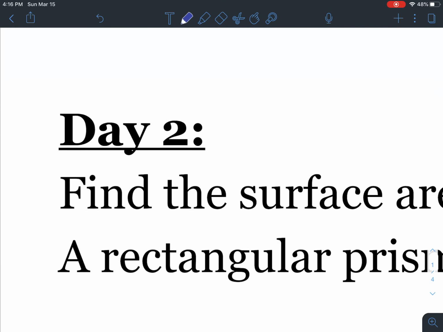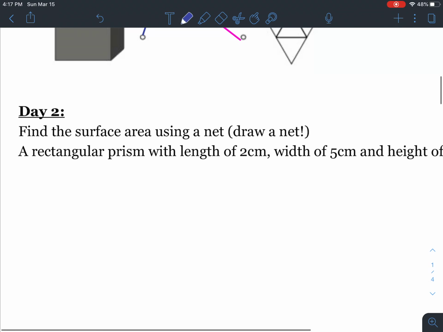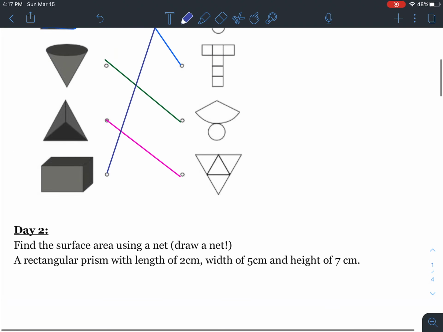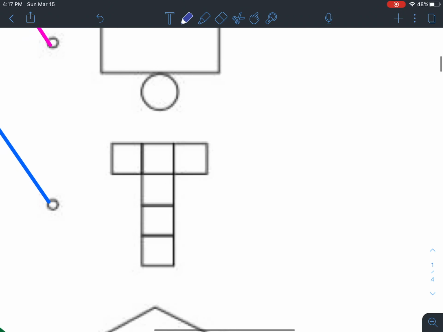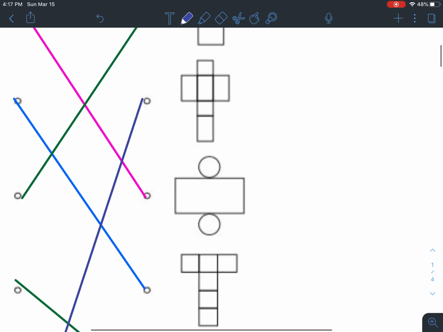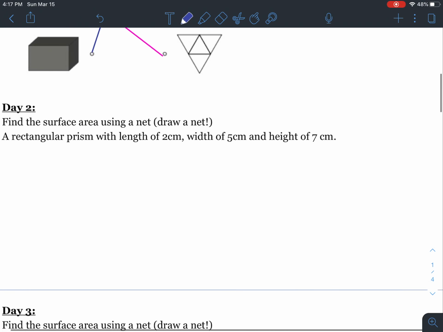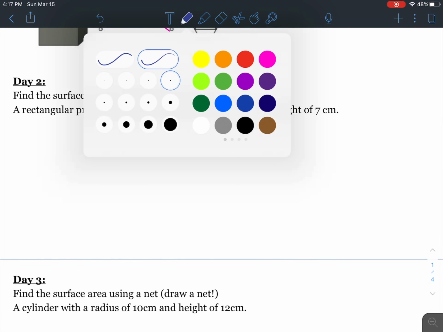Day 2. Either pause and come back tomorrow or continue for day 2. There's only one for today. Find the surface area using a net. So you have to draw a net, a rectangular prism. So remember, rectangular prism looks like that or that one. We're going to use this type of net for all of our rectangular prisms.